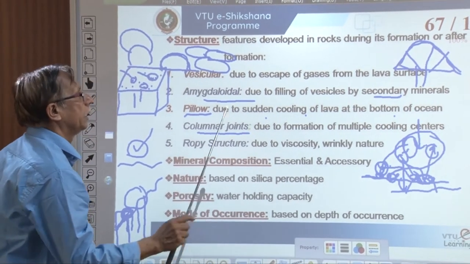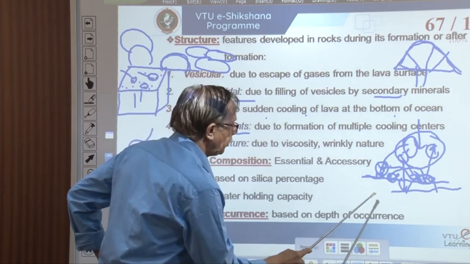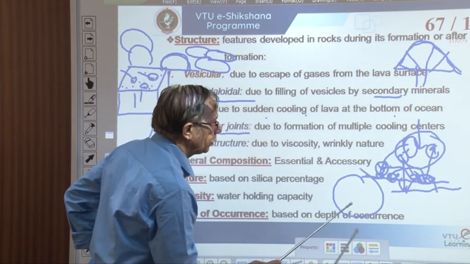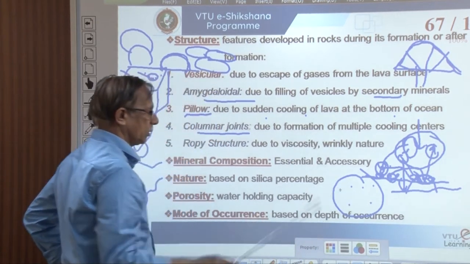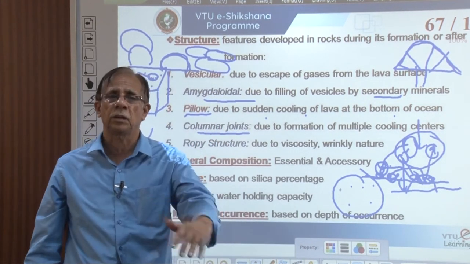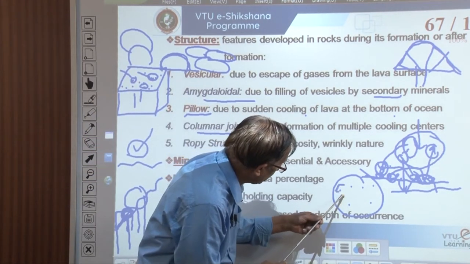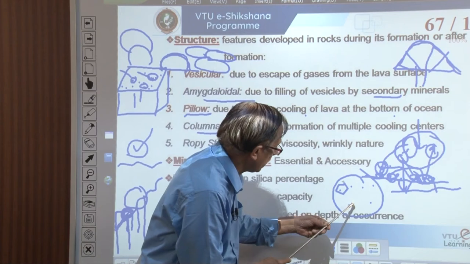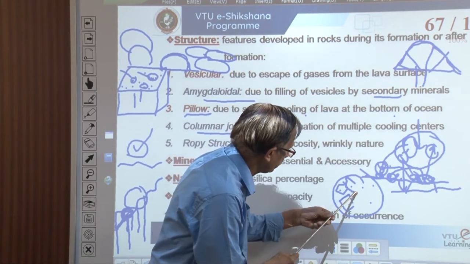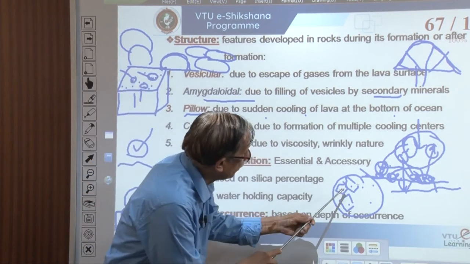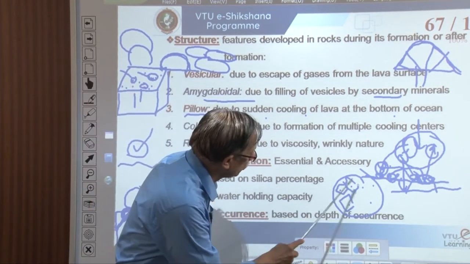When they come to the land, they start crystallization, solidification. Suppose a lava started solidification at one point, another point, another point. There are several centers of crystallization. What happens? This tends to grow. This also tends to grow. This also tends to grow. What happened? There are multiple centers of crystallization and each is growing.